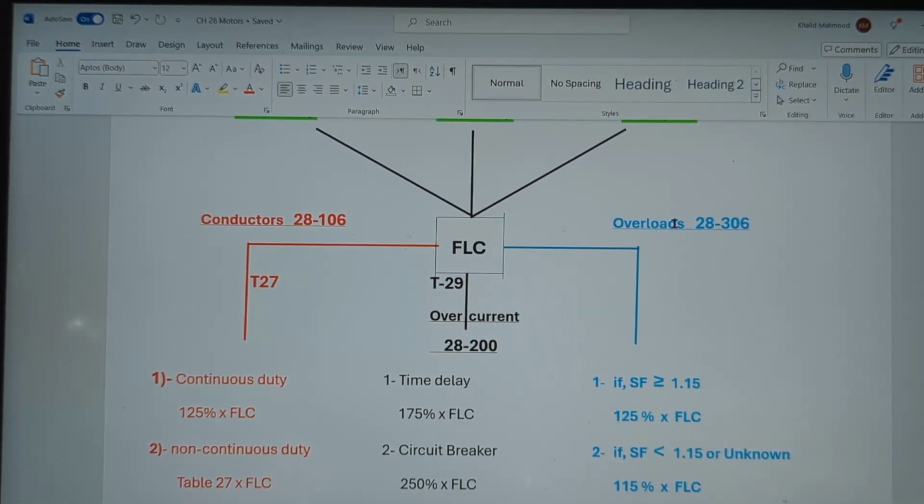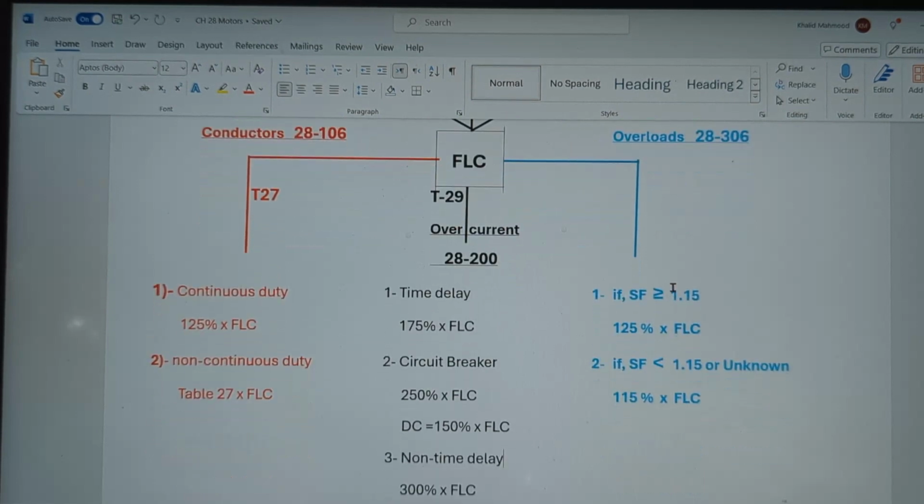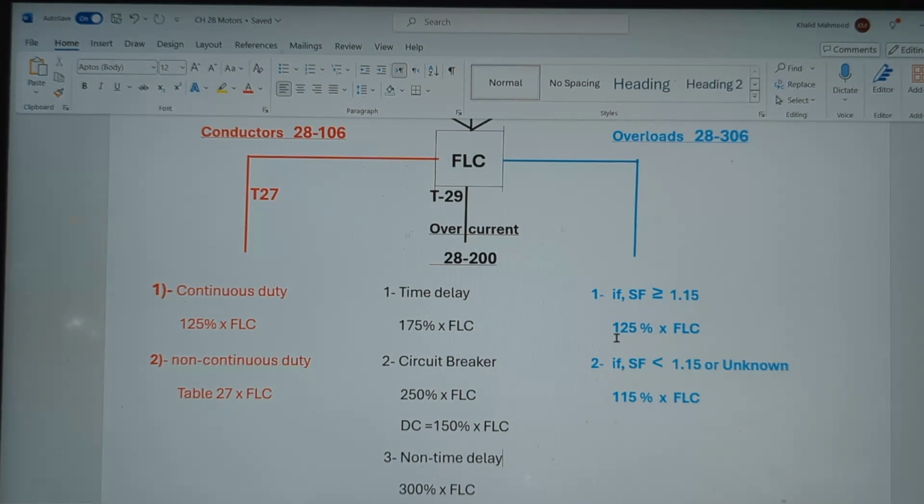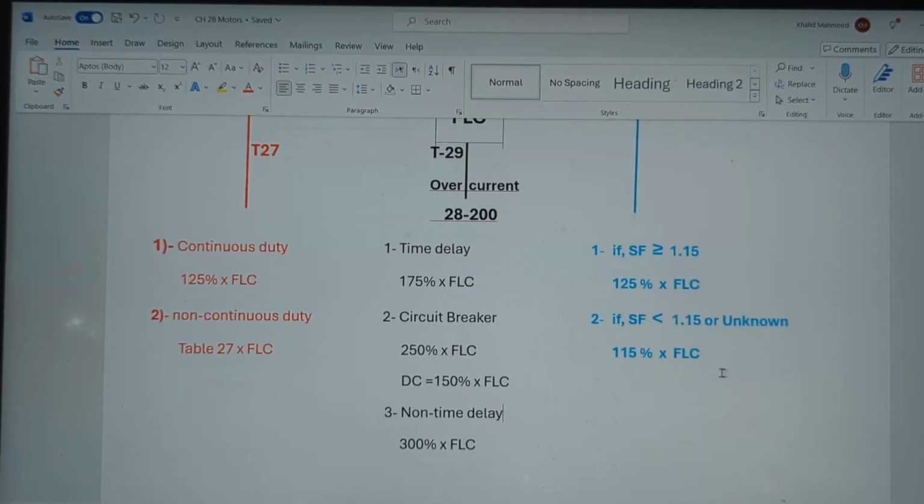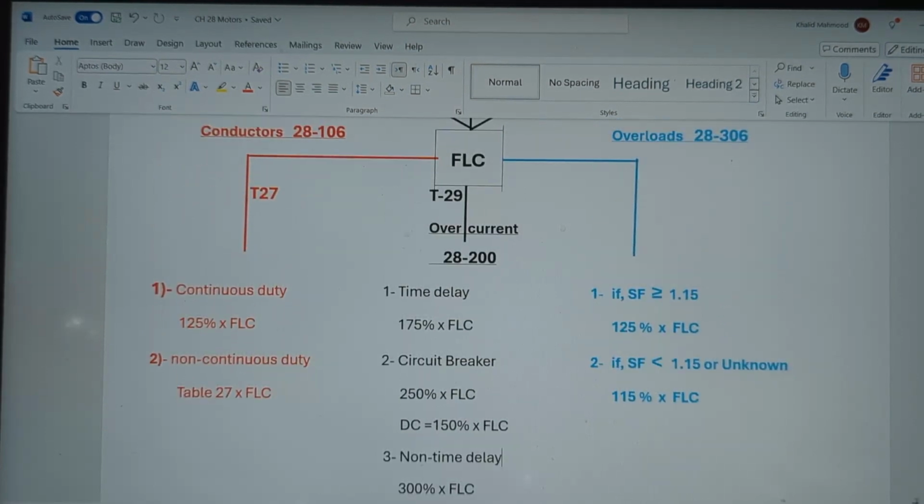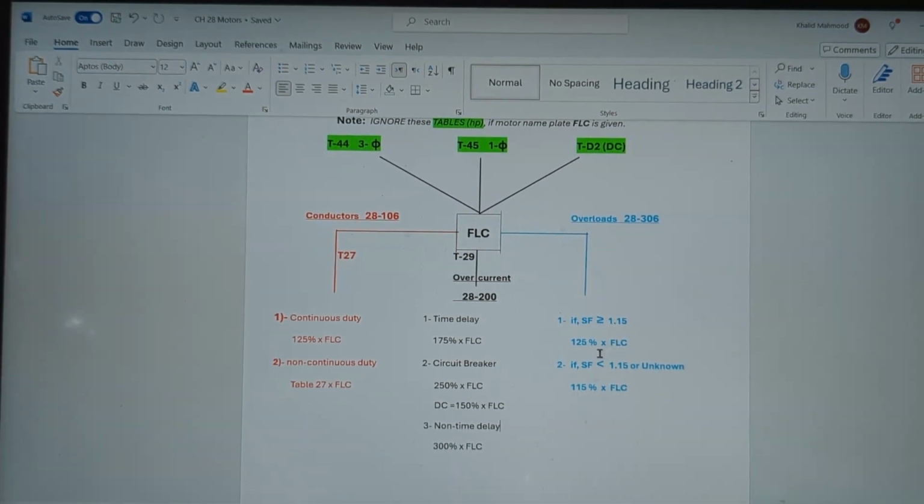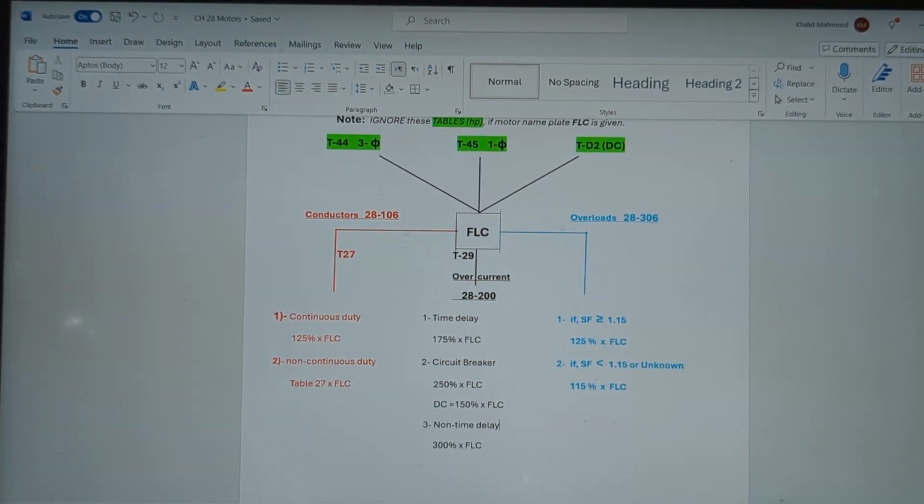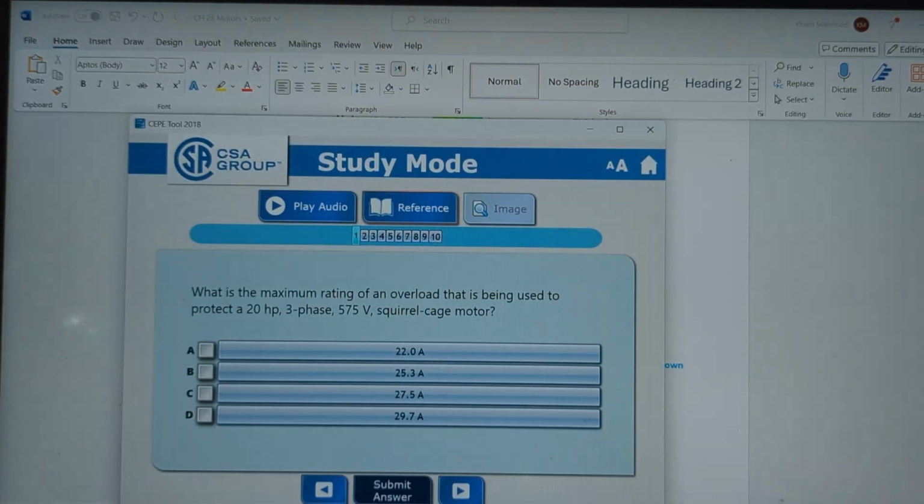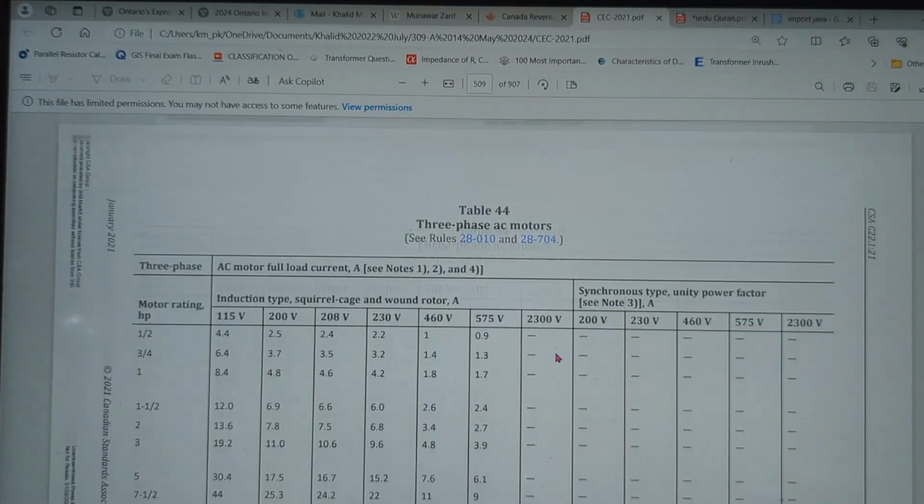The last one is overload. If service factor is equal to or greater than 1.15, we multiply full load current by 125%. If service factor is less than 1.15 or unknown, then we multiply full load current by 115%. I hope you understand this table. I just tried to make things easier for you. Now I will show you some chapters.